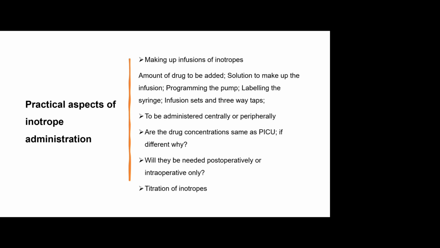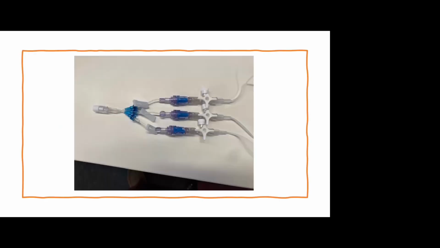And why? In theaters, we make up more dilute concentrations because we often give boluses of inotropes, which is not a practice in ICU. And we want the concentration of the drug to be very low in the theaters. And if they are needed post-operatively, you probably have to do it the way the ICU likes it. Otherwise there will be issues. So this is how we make it up.